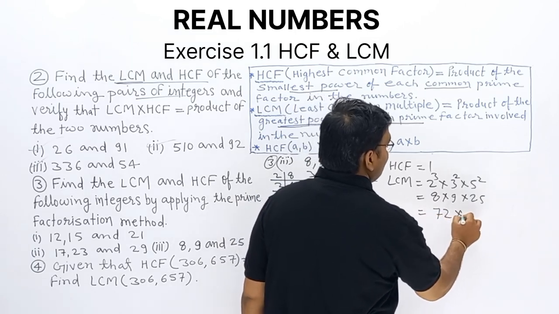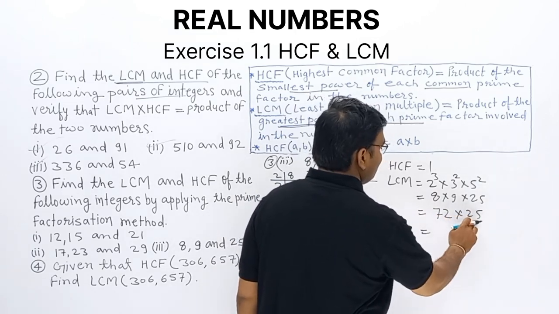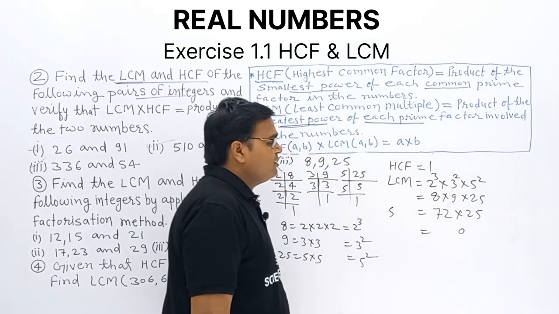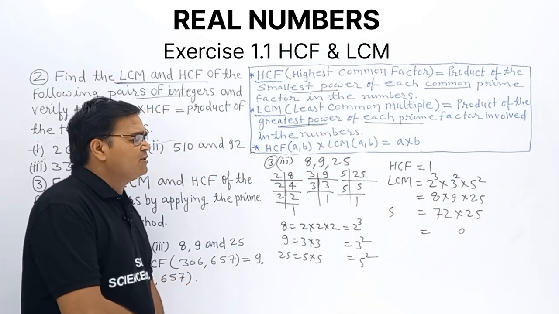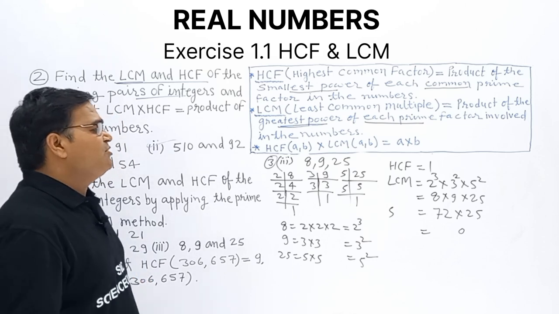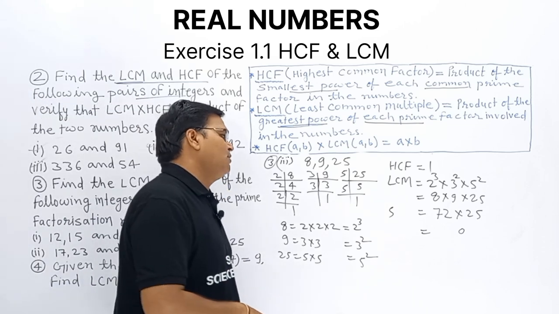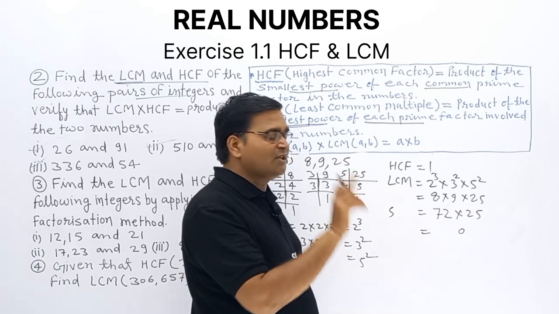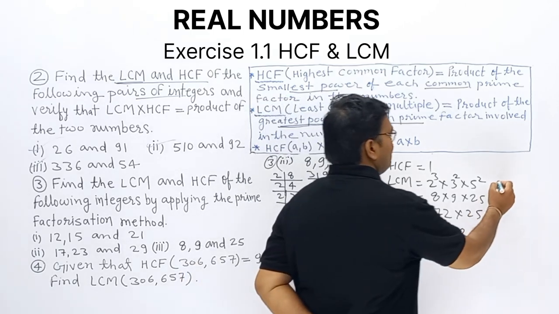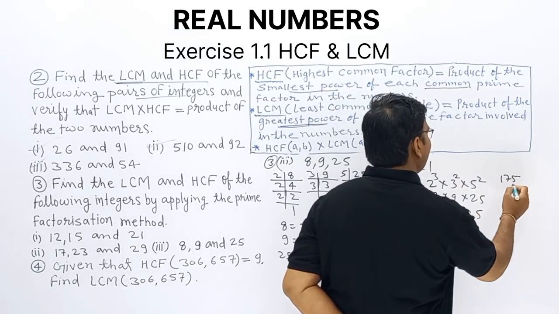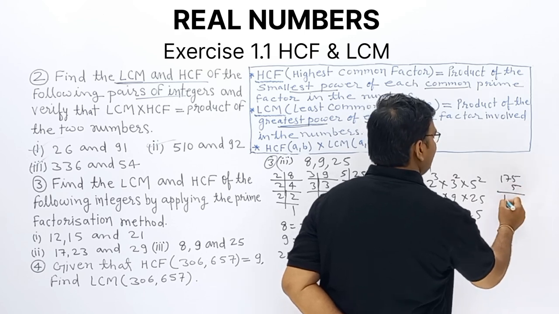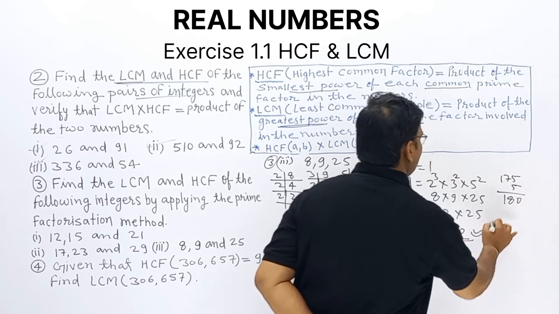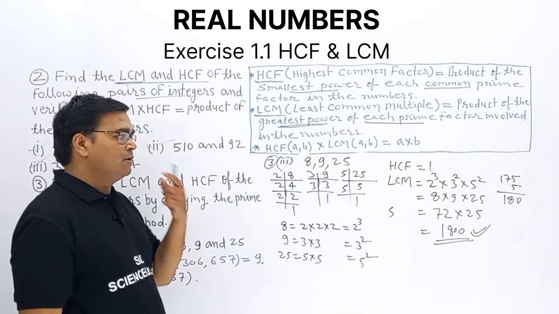8 9s are 72 into 25. Do the product. 25 2s are 50. 5 is remaining. 25 6s are 150. 25 7s are 175. 175 plus 5, what are we getting? 180. This is the LCM of these numbers.